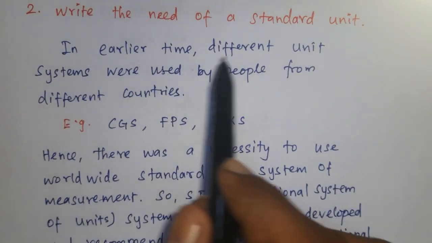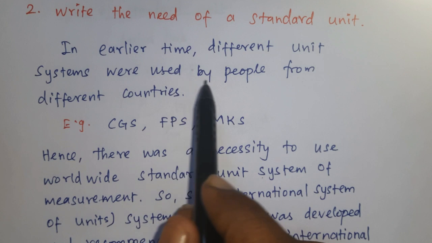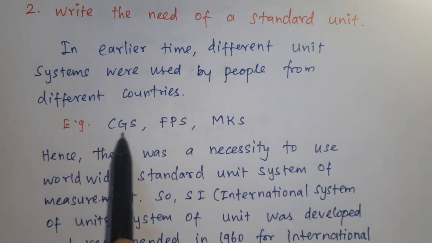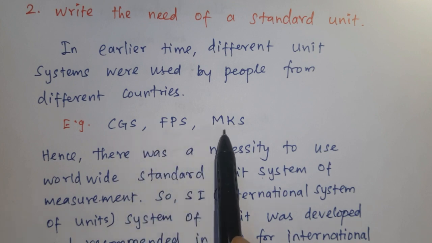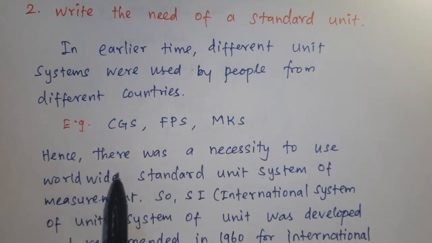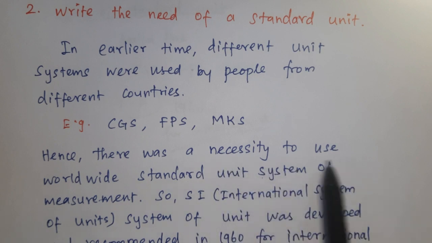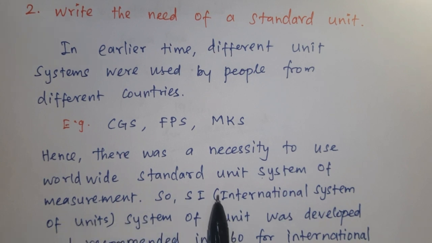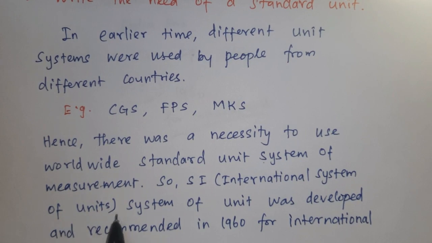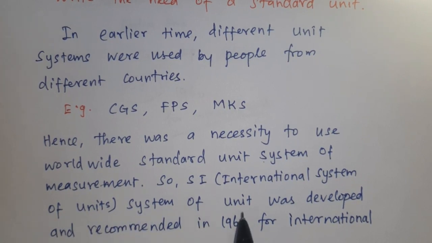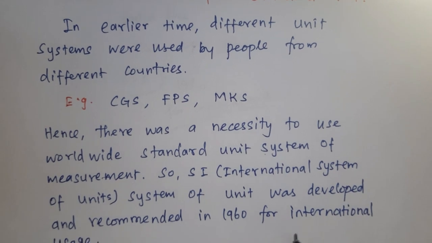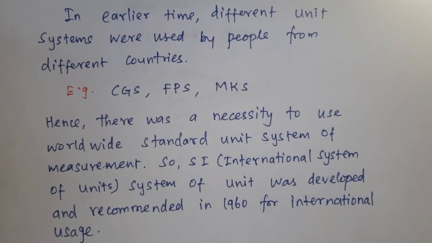In earlier times, different unit systems were used by people from different countries. Example, CGS unit system, FPS unit system, MKS unit system. Hence, there was a necessity to use a worldwide standard unit system of measurement. So, SI, that means International System of Units, was developed and recommended in 1960 for international usage.